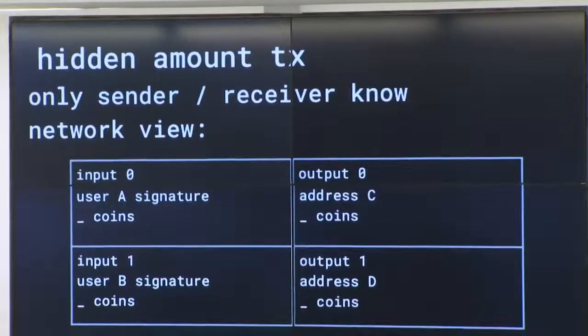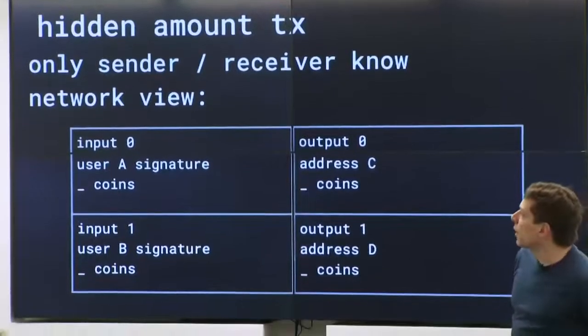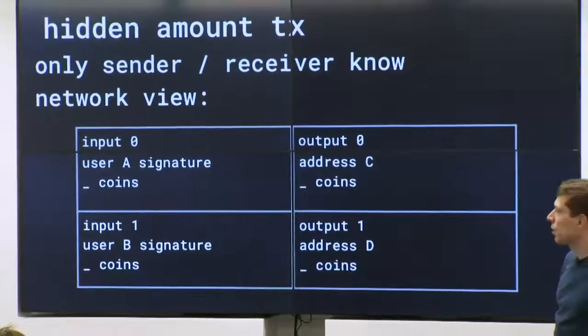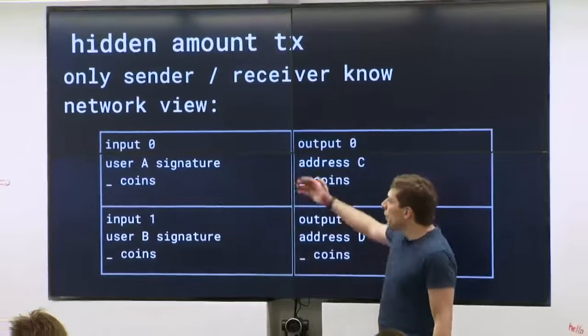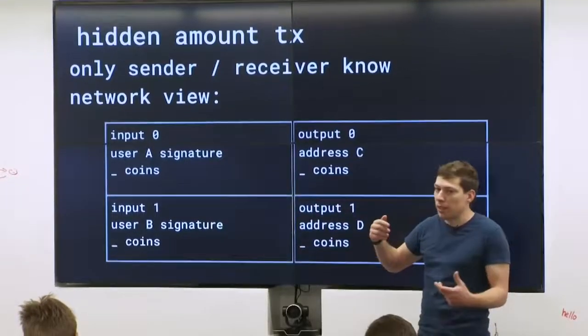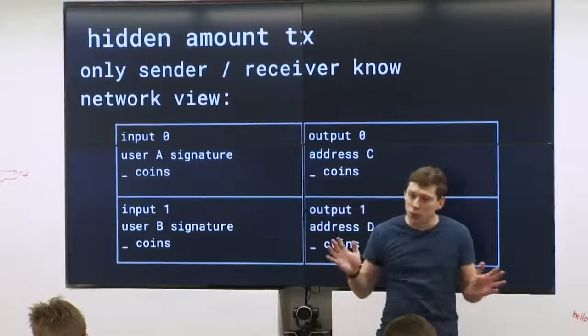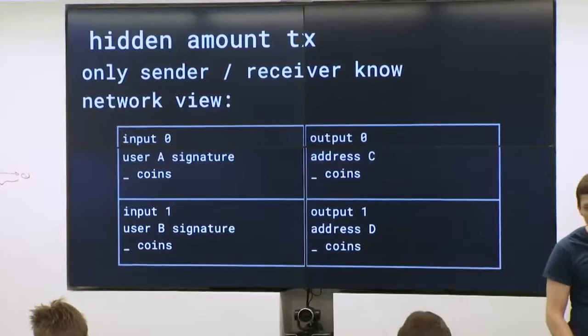So we can have two views, right? We can say, okay, only the sender and receiver know the amounts. How about that? Where from the network's point of view, so if I'm just the third party looking at this transaction, I don't see any of the amounts. I just see, I have no idea how many coins are being sent.